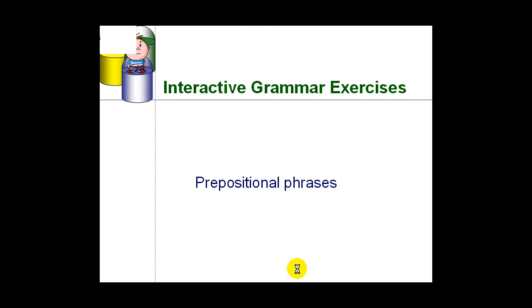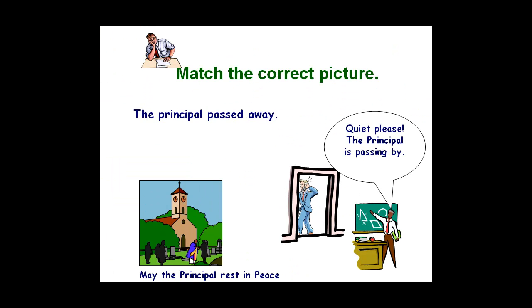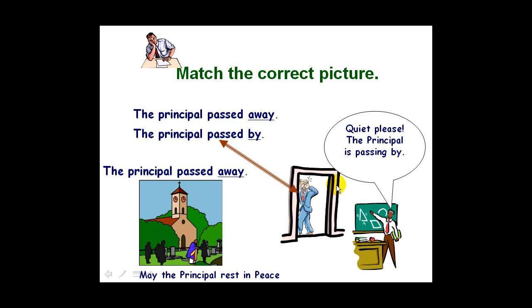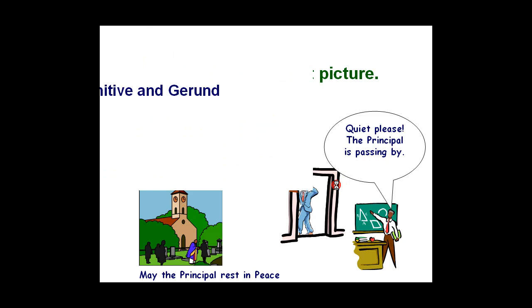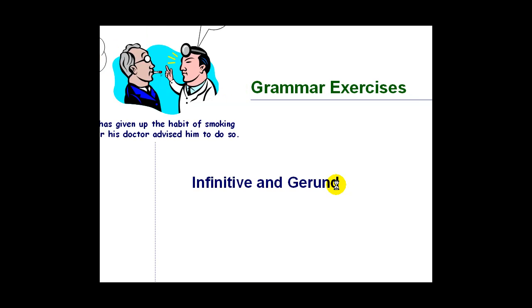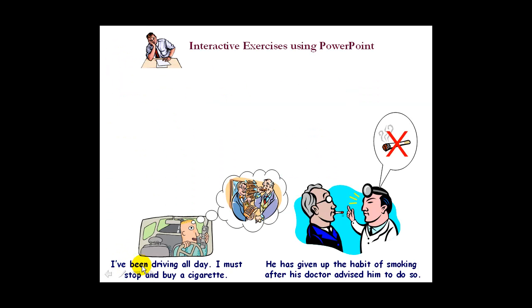For prepositional phrases, for example, I have this: principal passed away, principal passed by, and I want them to match the sentences, and the explanation is also given in a bubble here, so the students will be able to understand it easily. For infinitive and gerund, I have got the explanation here. I have been driving all day, I must stop and buy a cigarette. He has given up the habit of smoking after his doctor advised him to do so.